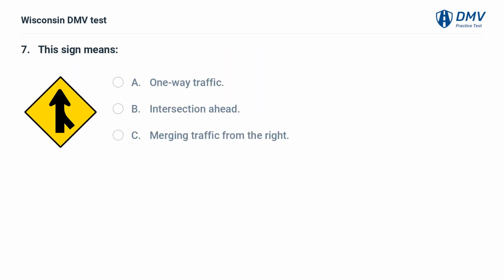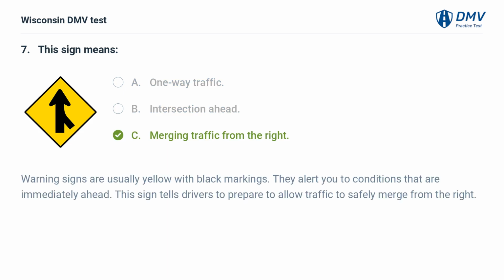This sign means A. One-way traffic. B. Intersection ahead. C. Merging traffic from the right. C. Merging traffic from the right. Warning signs are usually yellow with black markings. They alert you to conditions that are immediately ahead. This sign tells drivers to prepare to allow traffic to safely merge from the right.